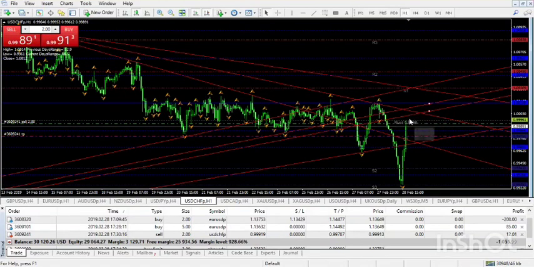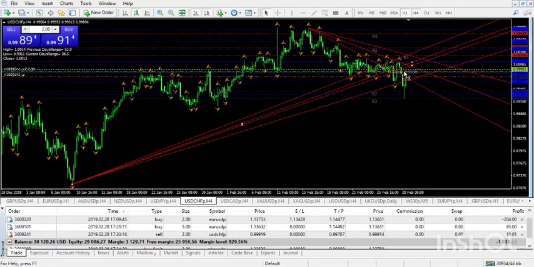But that's okay. Don't get stressed out, because above that you have the pivots, and you have started trading sooner than you should have. So that's okay if you lose money a little bit.